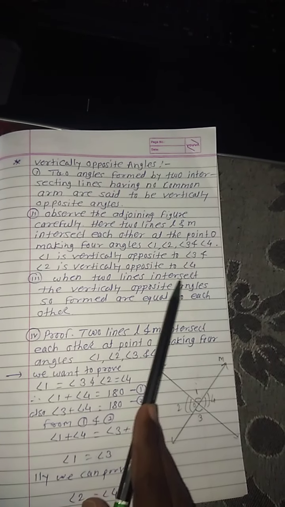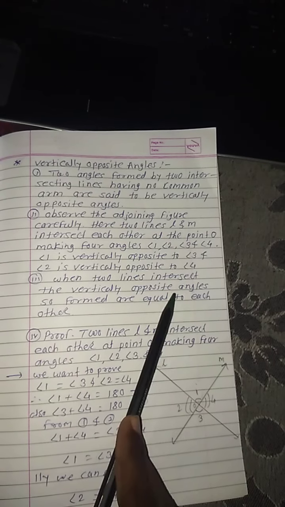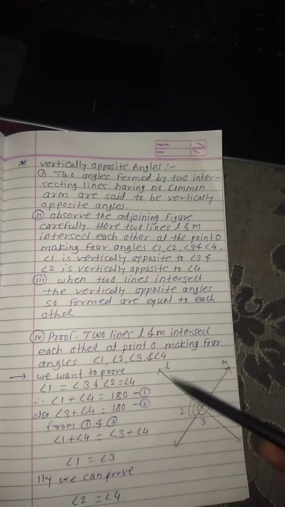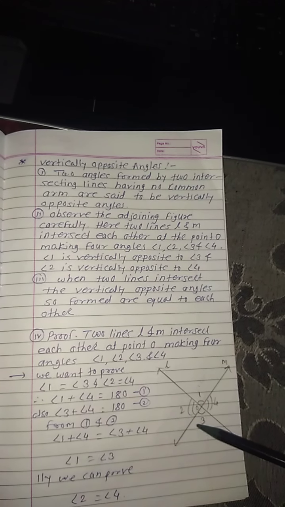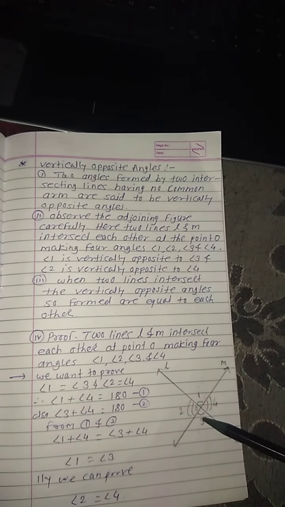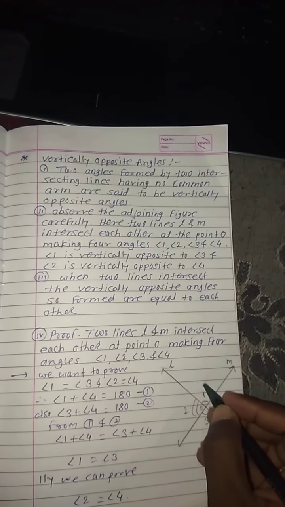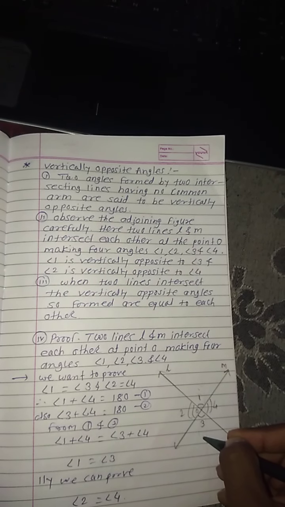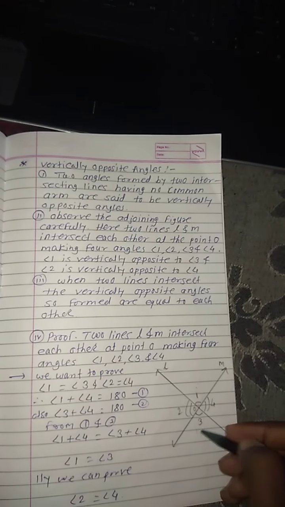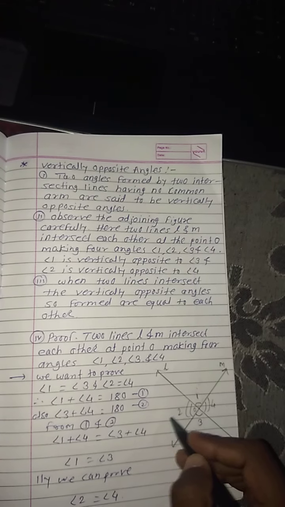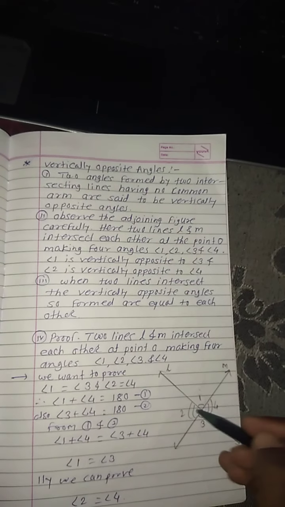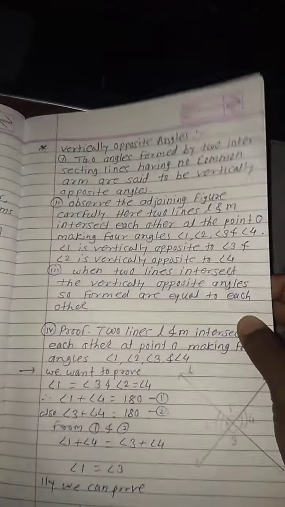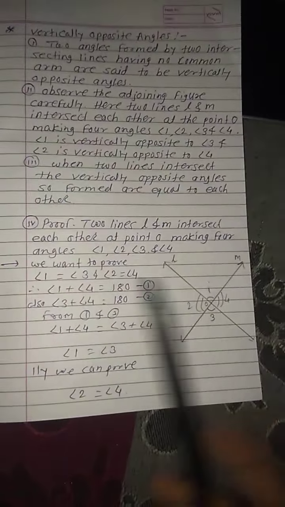When two lines intersect, the vertically opposite angles so formed are equal to each other. Vertically opposite angles have the same measurement. If the measure of this angle is 50 degrees, then this angle is also 50 degrees. If the measure of this angle is 40, then this angle is 40, meaning opposite angles have the same measurement. Now we have to prove this.